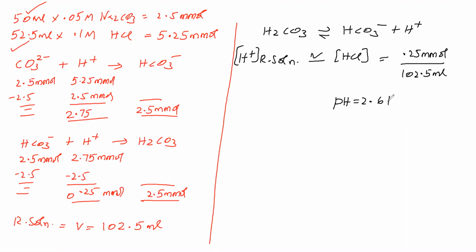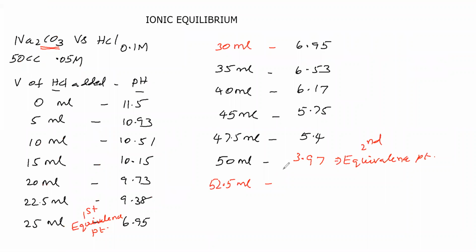So we got the pH of the resultant solution as 2.61. Let us add HCl further. At 55 ml, the pH is 2.32. Then again we add HCl and go towards 60 ml. Now the pH is 2.04.